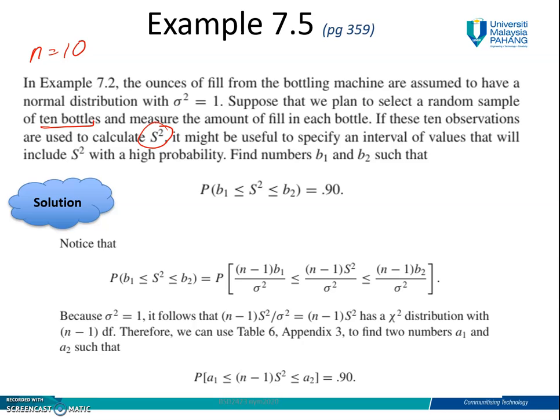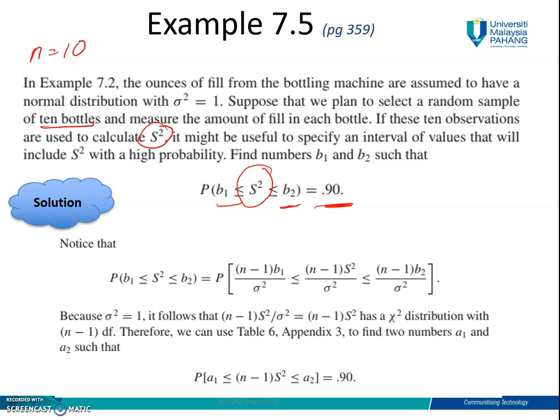It might be useful to specify an interval of values that will include s square with high probability, which here they use 0.9. So find the numbers b1 and b2. This is s square, because we want to measure the sample variance s square.